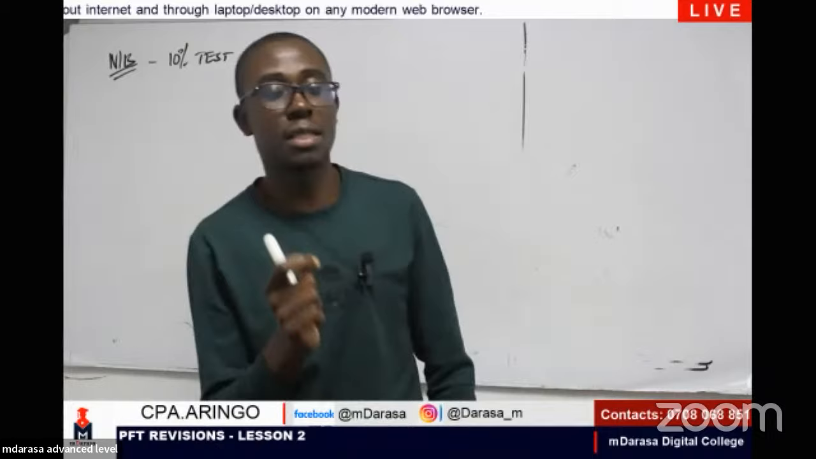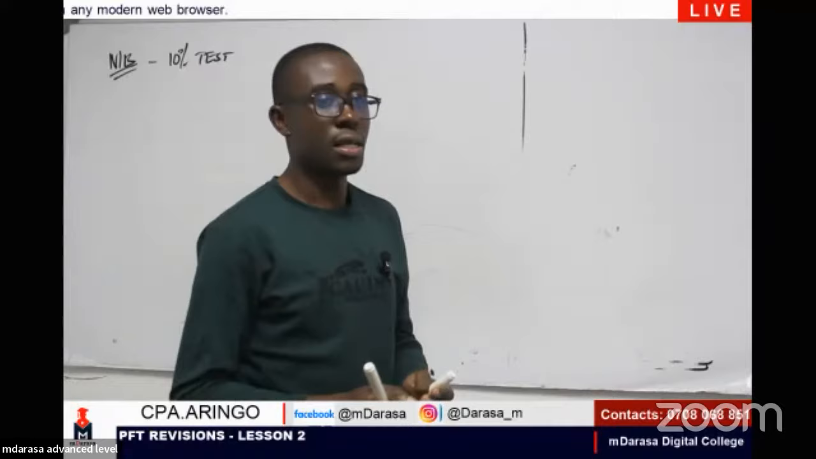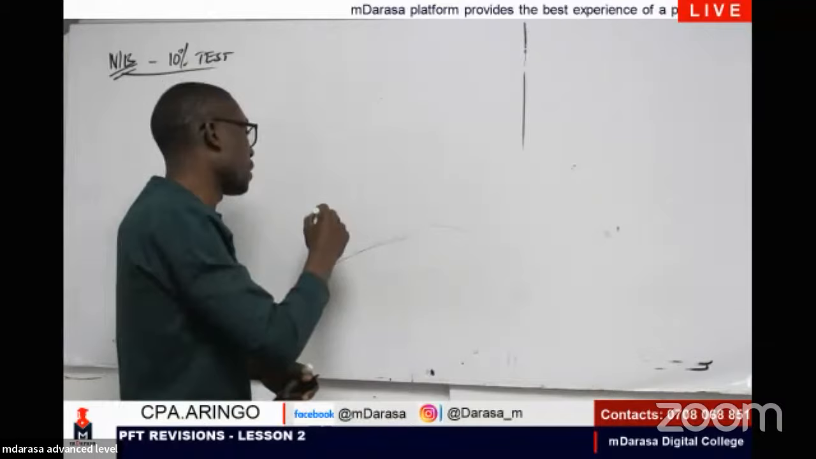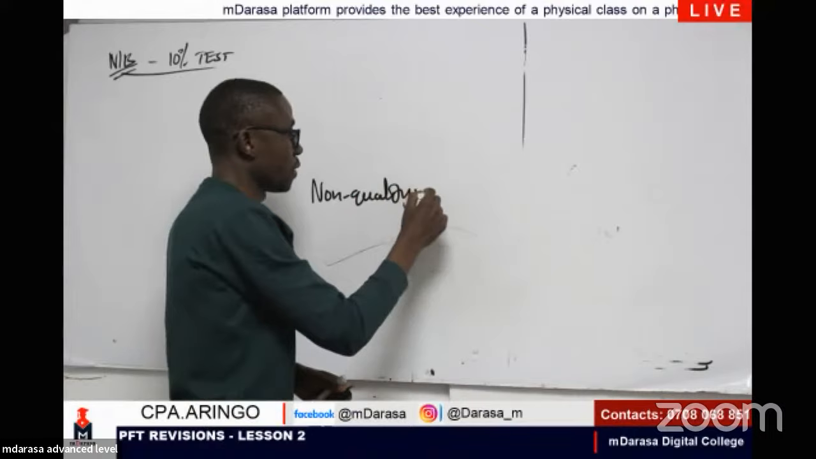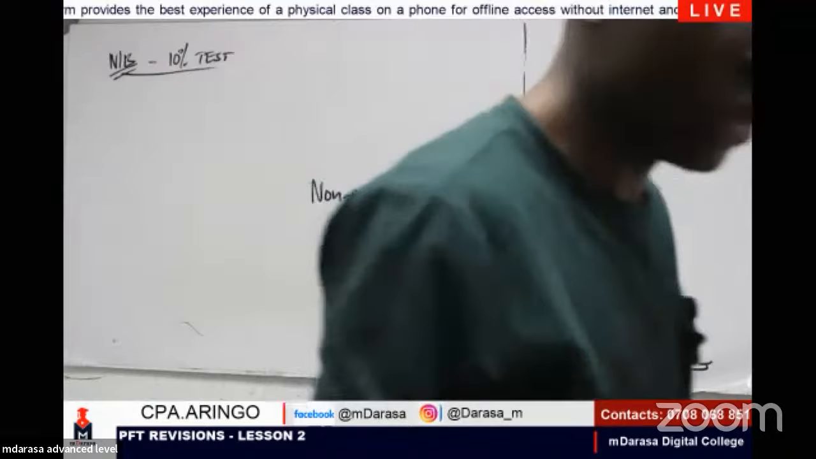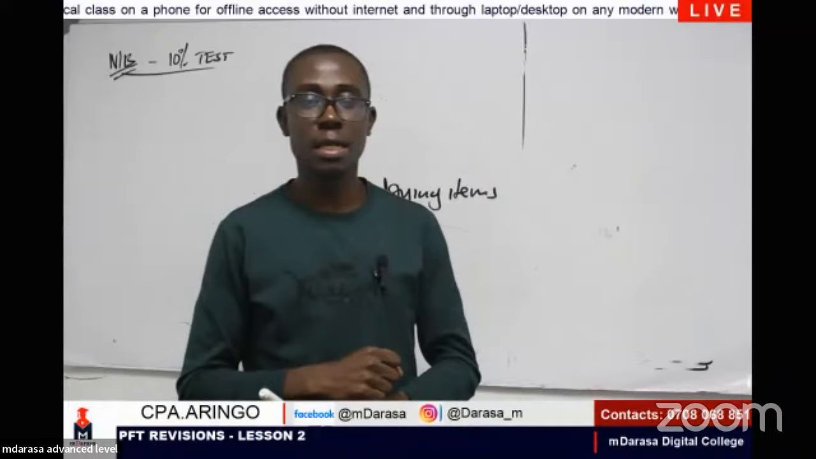So the 10% test will apply in a sense that we are looking at some items which are included in the factory building. For us to qualify them for ID, we have to conduct this 10% test. These items, we normally refer to them as non-qualifying items in ID. So these items are included as part of our factory building, but for them to qualify for ID, I have to make sure that they have passed this 10% test.